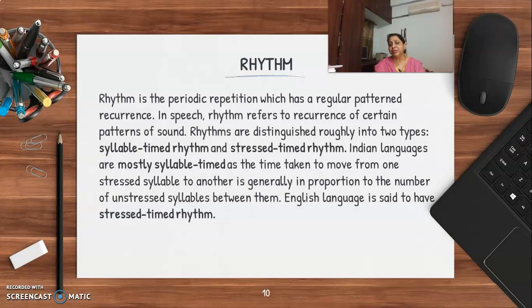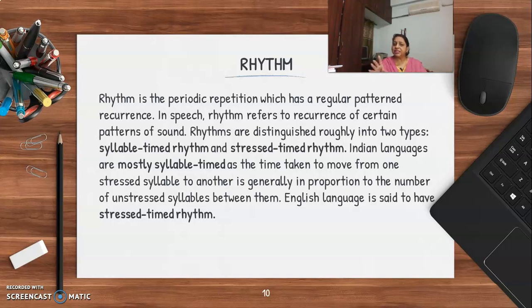Next, English is a rhythmic language. Rhythm is the periodic repetition, a regular patterned recurrence. Like in music we have beats and they produce a rhythm in the songs. So in speech also, rhythm refers to the recurrence of certain patterns of sound. Rhythms are distinguished roughly into two types: syllable-timed rhythm and stress-timed rhythm. Most Indian languages are mostly syllable-timed, because the time taken to move from one stressed syllable to the other is in proportion to the number of unstressed syllables.